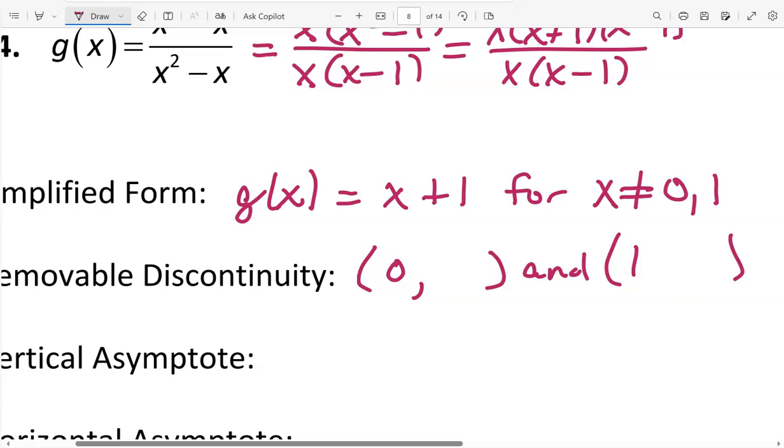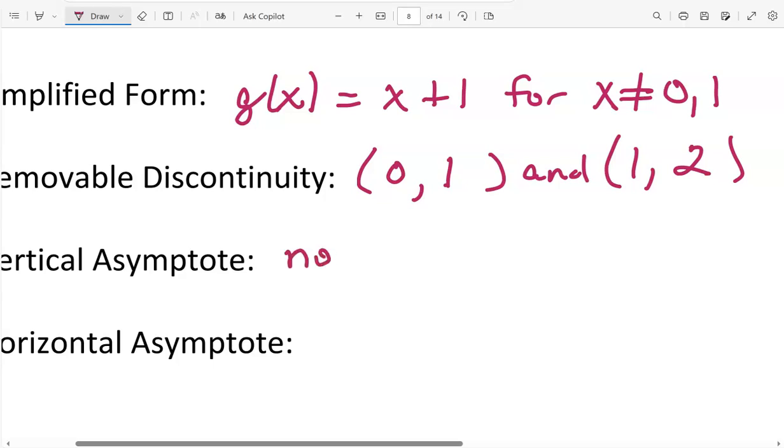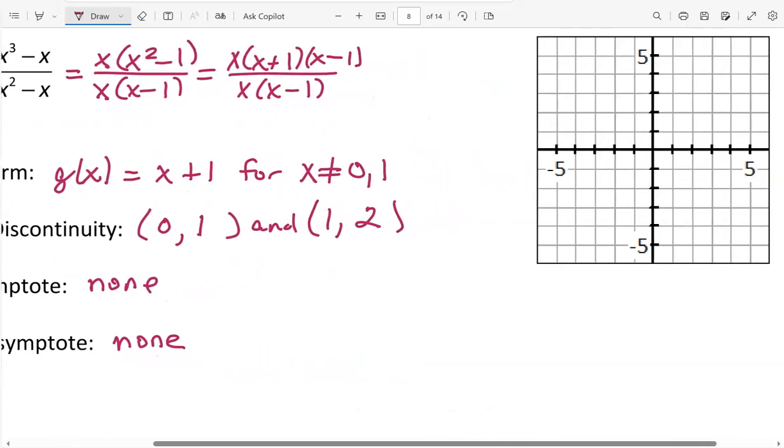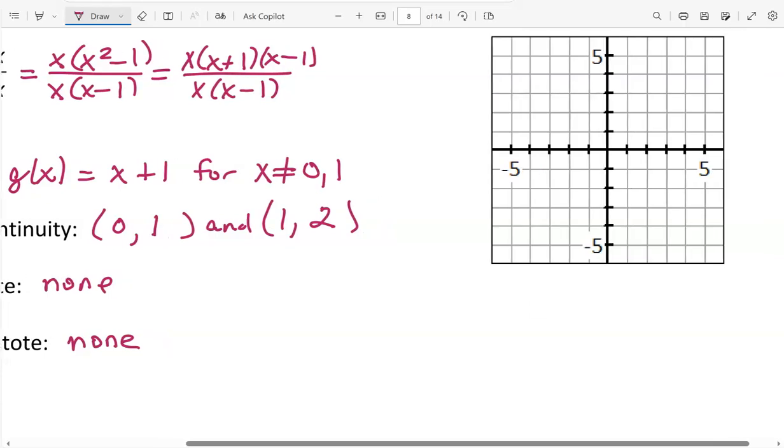The y values are equal to x plus 1, so 0 plus 1 is 1, 1 plus 1 is 2. Since this function is a linear function, there are no vertical asymptotes, nor are there any horizontal asymptotes. We just have a y equals mx plus b, but we're going to have removable discontinuities at 0, 1 and at 1, 2. And this would be a line that, had it not had these restrictions, x can't equal 0 and x can't equal 1, would have just been a line with a y-intercept of 1 and a slope of 1.